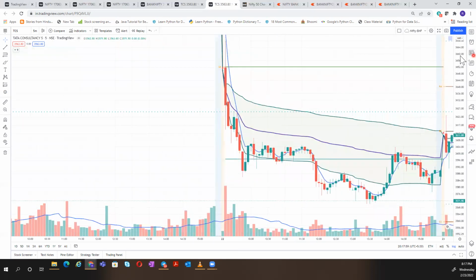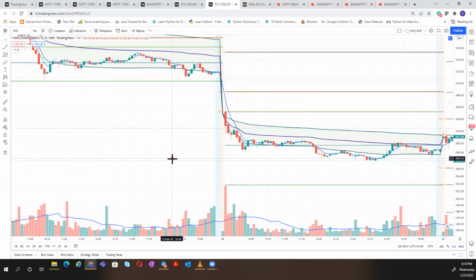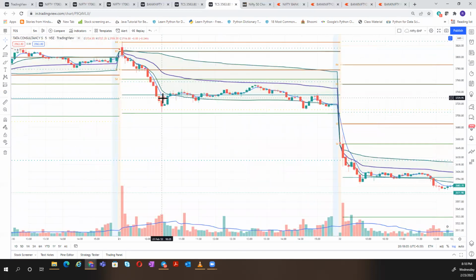This is one tip I would like to give you. Now I'm going to reduce this. See, if the 5 EMA goes inside the upper band, you need to consider prices will move back to the fair price and then it will go down. What is the fair price? The purple. This is the VWAP.